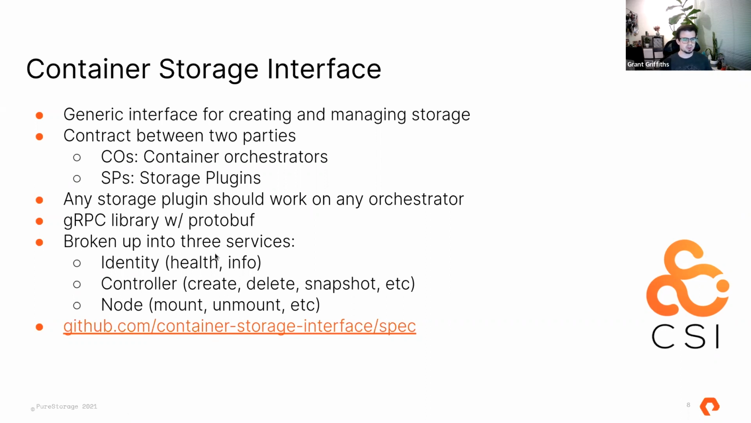It's basically broken up into 3 services. There's the identity service. This has things like health, info, and other stuff as well. And then we have the controller service. This has things like create, delete, snapshot, etc. And then there's the node service as well, which has things like mount, unmount, and other things like that. And yeah, you can follow this link to go ahead and find the CSI spec.